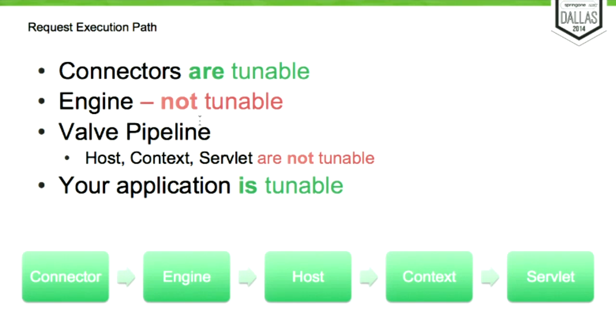So this is our first place where we consider something that can be tuned or modified for performance. The engine is not tunable. The valve pipeline, the host, the context, and the servlets themselves individually don't have any features that you can use to tune. But your application is also tunable. So you can see really only either end of the pipeline are opportunities to modify the behavior of the application in terms of performance.